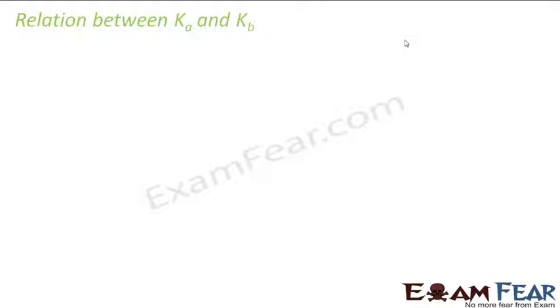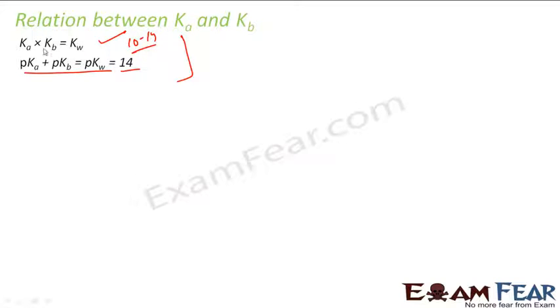So we have now learned pKa and pKb. What is the relationship between pKa and pKb? The relationship is pretty simple. Ka into Kb is Kw, that is 10 to the power minus 14, and pKa plus pKb is equal to pKw, that is 14. This is the relation. Very easy to find.